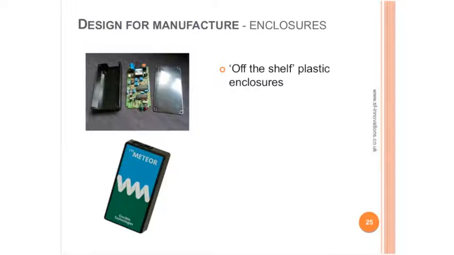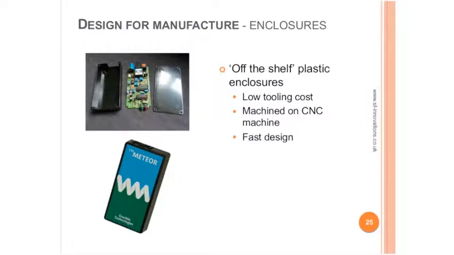These off-the-shelf plastic enclosures have low tooling cost, just some slots machined in there for the sockets and the LEDs. Machined on a CNC machine, fast design, ideal when manufacturing low volume and low cost of parts. I think, although I say low volume, we make quite a few hundred of these a year. The enclosure costs £1 and the machining is £1, and there's just a 20p label that goes on top. So you can see it's very cost effective.